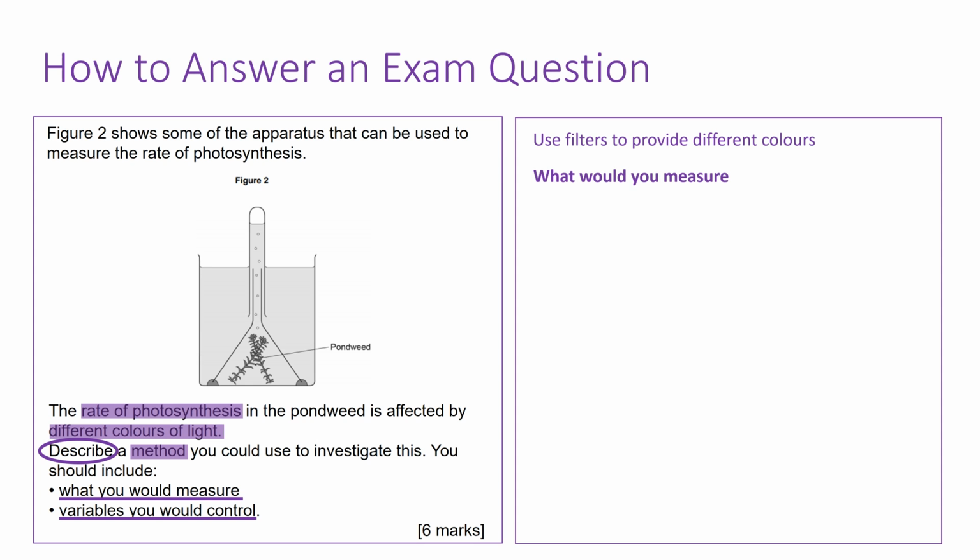So for what I would measure, I would talk about how I would count the number of bubbles in a given time. It's important that you count the number of bubbles in a given time, as this will provide you with a rate of photosynthesis rather than just a measure.